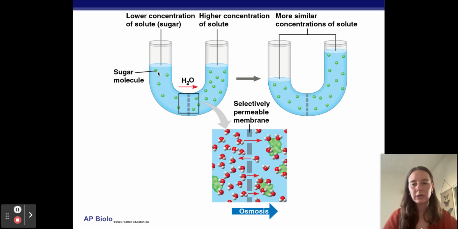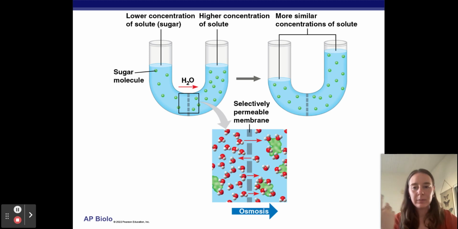Why is it low concentration? We'll notice if you count up all the sugar molecules, there's not that many compared to this side. There's a higher concentration of the solute on this side. If you look really closely, the sugar molecules are too big. They can't actually get through the membrane because the membrane is semi-permeable or selectively permeable. It has selected that the sugar cannot get back and forth. But the cool thing is that the water is small enough that the water can get through the membrane.